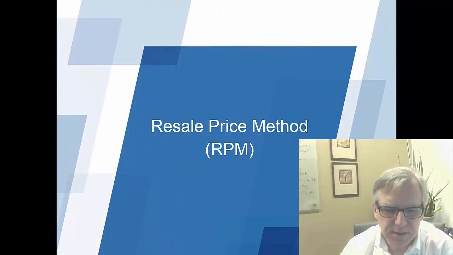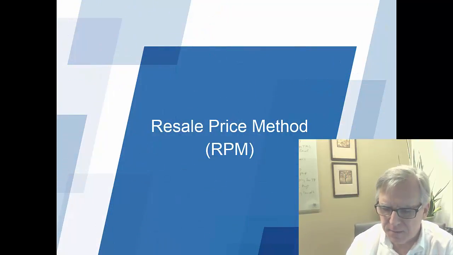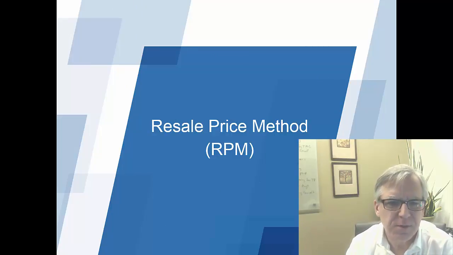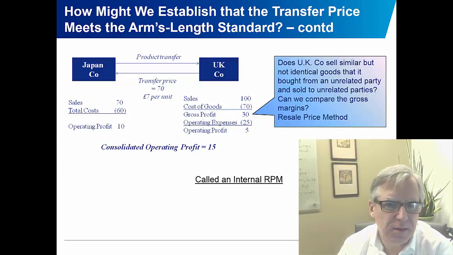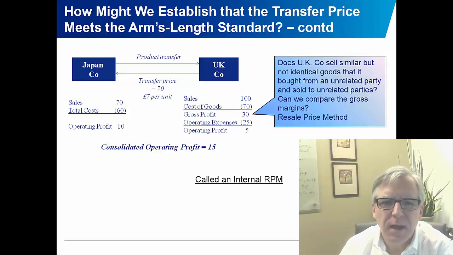We've been talking about the resale price method, and this video is going to discuss essentially one of the first examples of a resale price method using data that's internal to the client. You may remember this example that we've used many a time where the two related parties are Japanco and UKco, and Japanco is selling products at a price of £7 per unit to UKco. So the total transfer amount is £70.